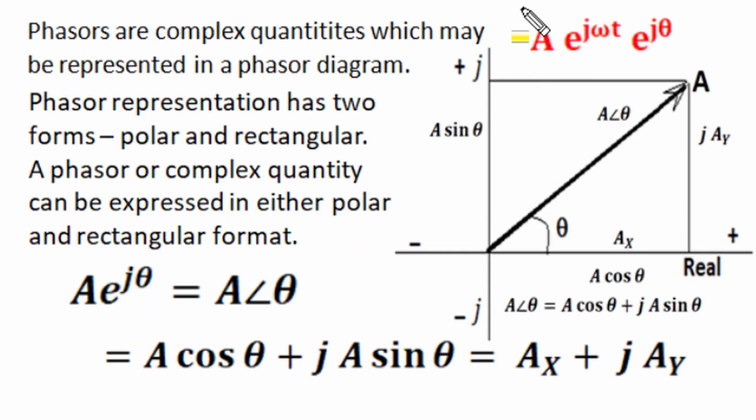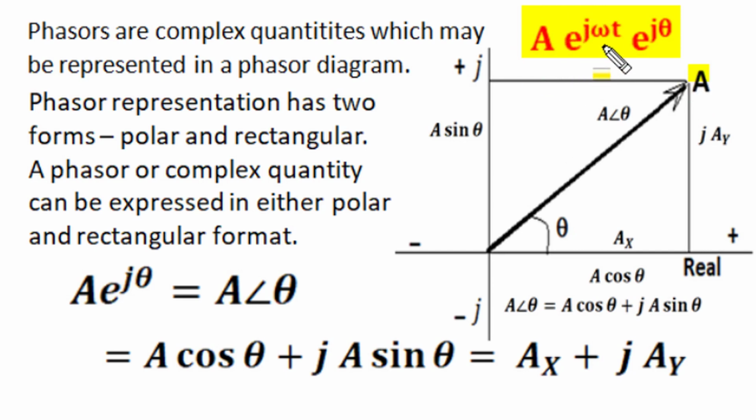Phasors are complex quantities, which may be represented in exponential notation or in a phasor diagram. This multiplier A represents the magnitude or scaled length of the phasor, and it may be the maximum value or amplitude of the sinusoidal signal, or it may be the RMS value of the sinusoidal signal.